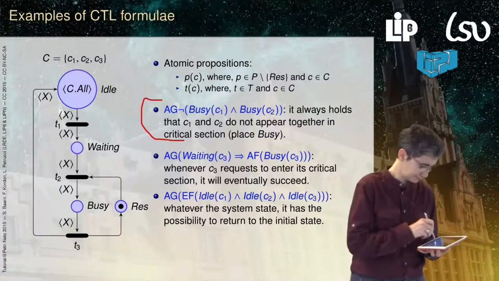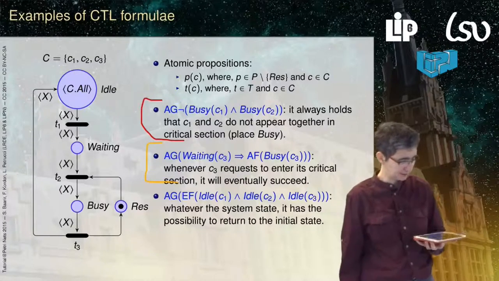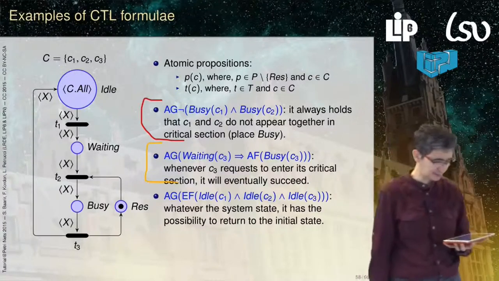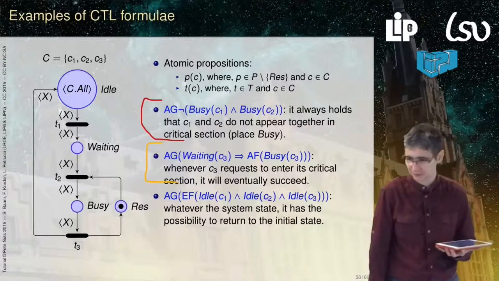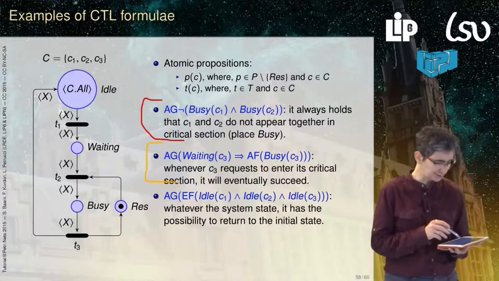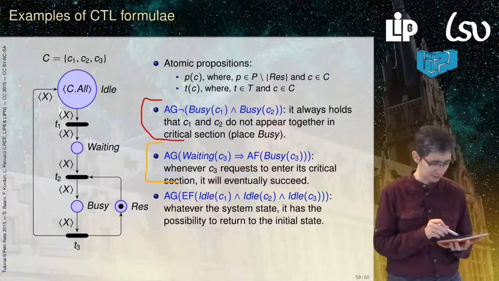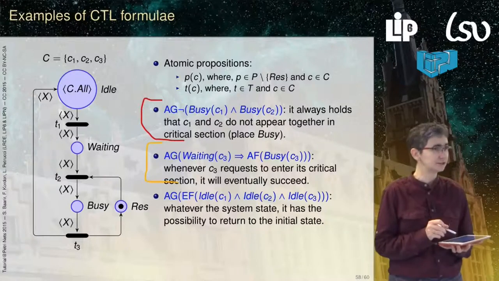The second formula here, AG waiting of C3 implies AF busy of C3, states that whenever C3 requests the critical section to enter the critical section, it will eventually succeed.